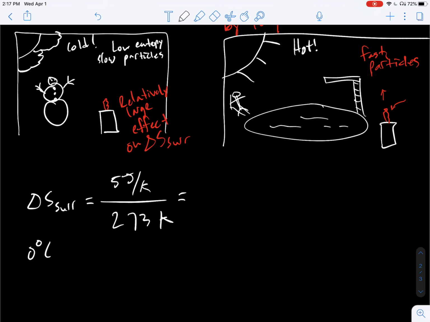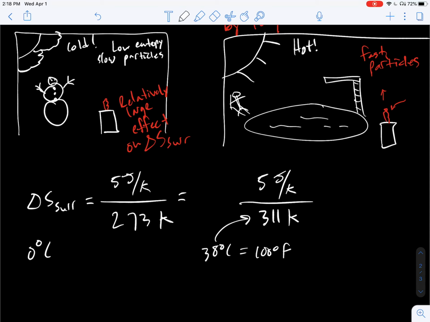Over here, though, I've got the same amount of energy divided by a hotter temperature. I looked this up, about 38 degrees C is about 100 degrees Fahrenheit-ish. So a really hot day, 311 Kelvin. So which number is going to be the larger effect on the delta S? It's going to be this one, 5 divided by 273. And actually, let me grab my calculator. Let's go ahead and put these numbers down. 0.0183, and this equals 0.0161. So this had the larger effect on the delta S.